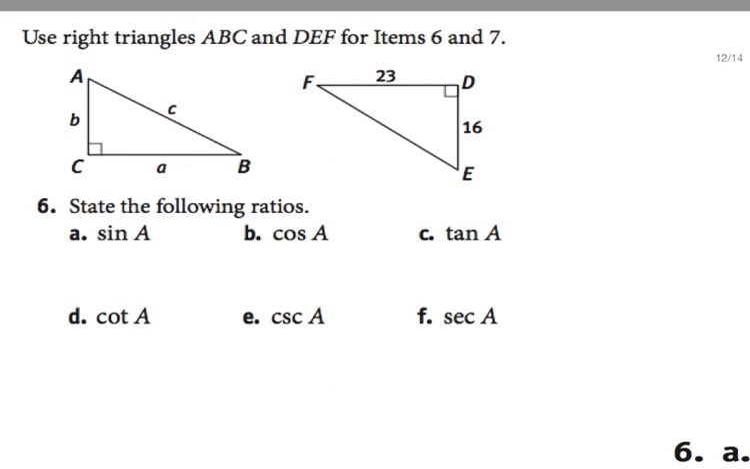Trig ratios, this one I'm just going to end up showing the answers. Use your right angles for triangle ABC and DEF for items 6 and 7. For item 6, we just want to know the following trig ratios. So sine for A ends up being, so sine of angle A would be opposite over hypotenuse, so A over C. There we go. Sine or cosine for A would be adjacent over hypotenuse, so B over C.